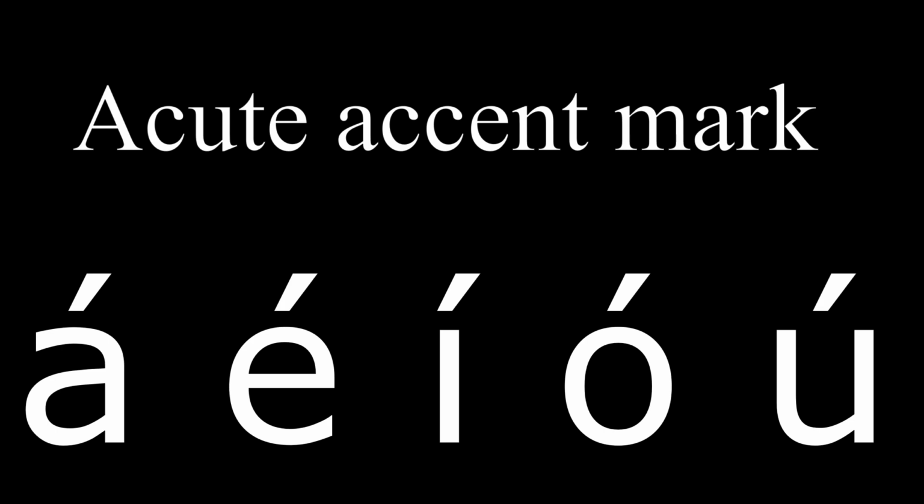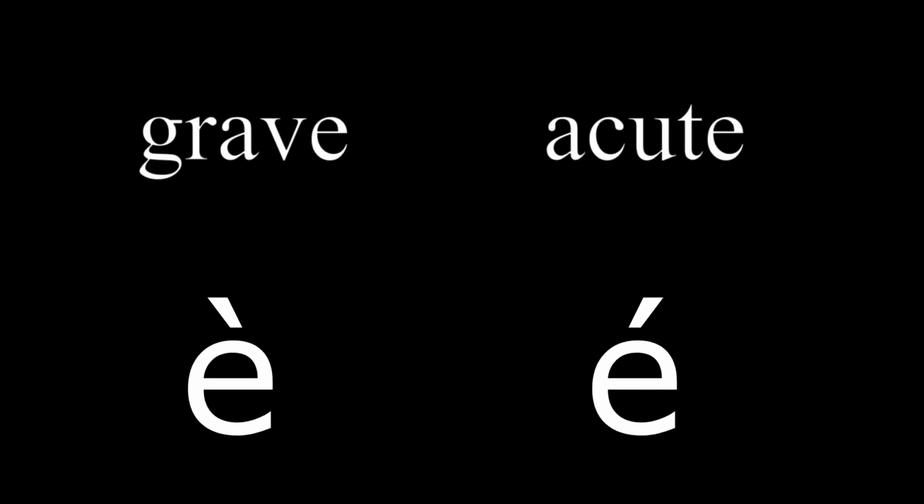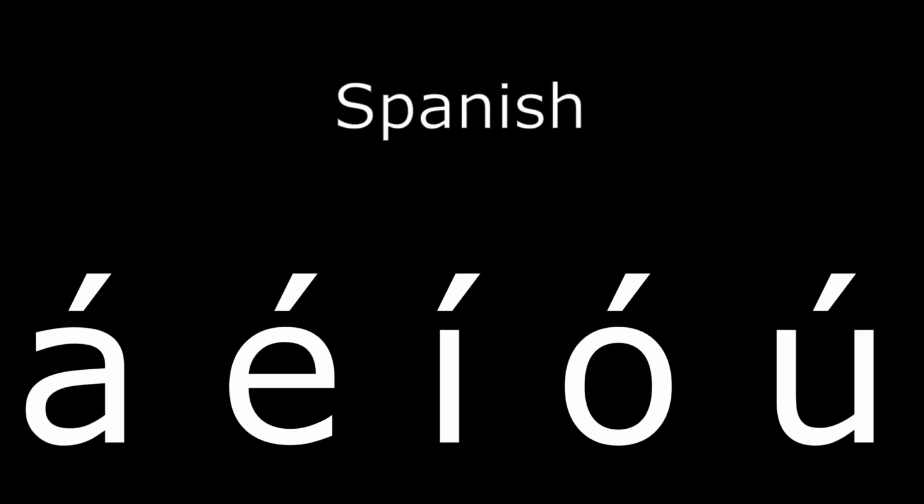The acute accent mark goes from the right to the left. If you write it from the left to the right, then it's a grave accent mark. The grave accent mark is, for example, used in French, but it's not used in Spanish, and since we're learning Spanish here, we don't need to worry about it. The important thing to learn is that the accent marks used in Spanish go from the, say it with me, right to the left.